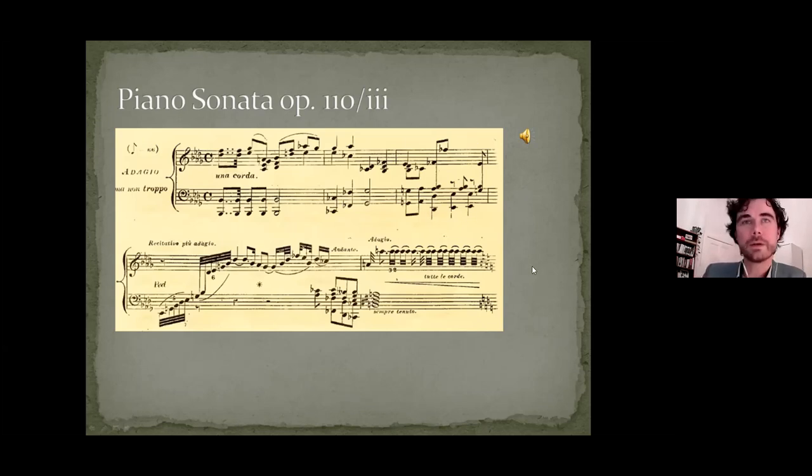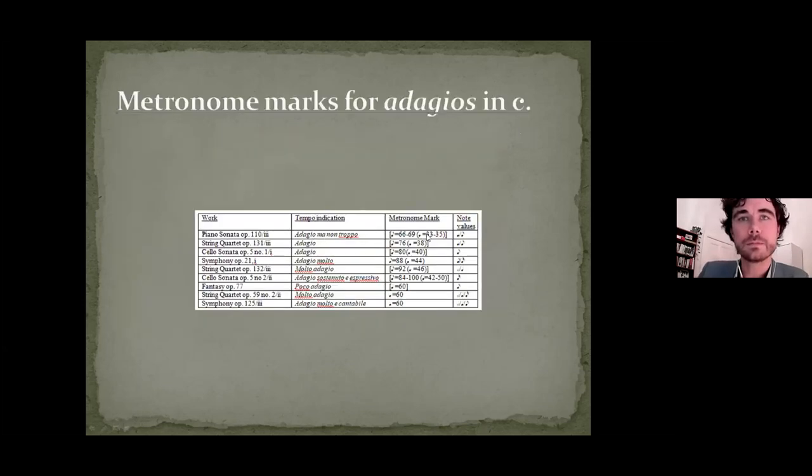Now here are all the other ones. You can see this particular one is the slowest of them all. So there's something wrong here, perhaps. At least something that we need to explain. I should say that there is no evidence that either Czerny or Moscheles ever discussed this work with Beethoven, or even had the opportunity to do so.